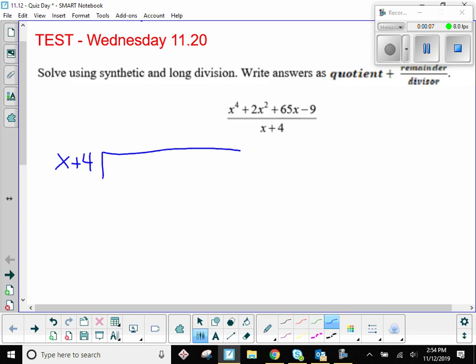What term is missing in the dividend? X cubed, right? So I'm going to put a 0. So pretty much anytime you have a missing term, whether it's in the numerator or the denominator, just put a 0 placeholder in there, and it would be helpful.